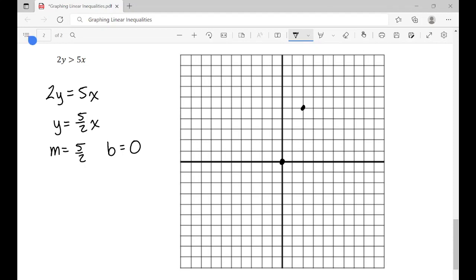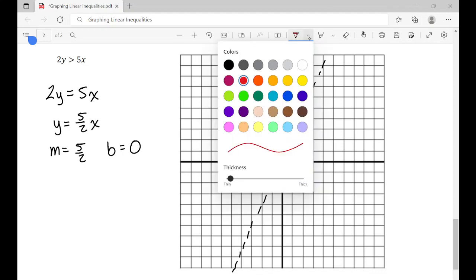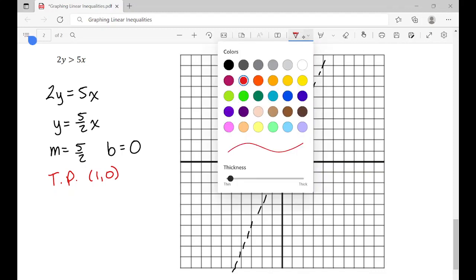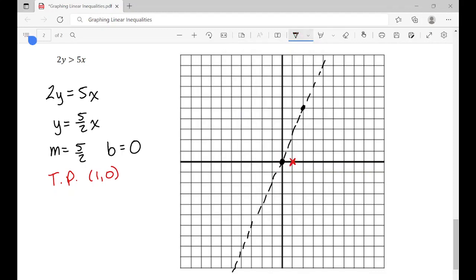And now this is not equal to, it's just greater than, so my line is going to be a dashed line. And I will pick a test point, but I can't use 0, 0 this time because the line is going through 0, 0, so I'm going to choose this one here, 1, 0. So this time my test point is going to be 1, 0.